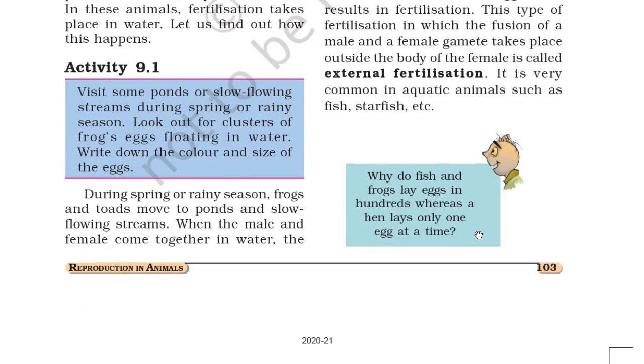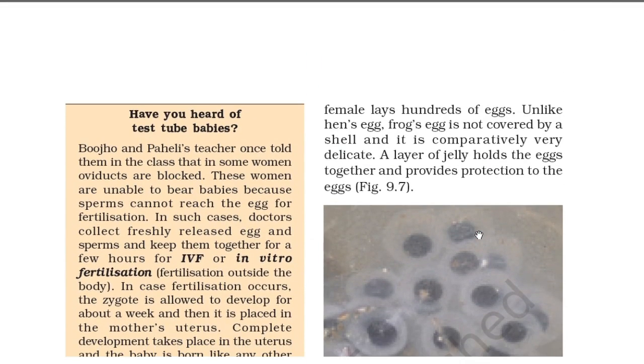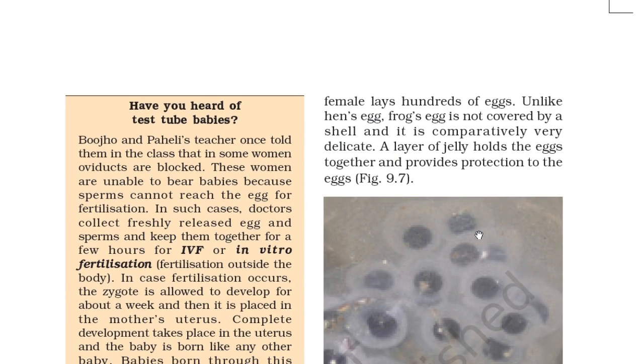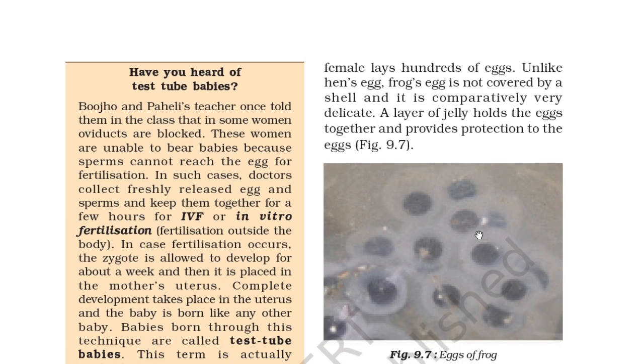Activity 9.1: visit some pond or slow flowing stream during spring or rainy season. Look out for the cluster of frog eggs floating in water. Write down the color and size of the eggs. During spring or rainy season, frogs and toads move to ponds and slow flowing streams. When the male and female come together in water, the female lays hundreds of eggs. Unlike a hen's egg, a frog's egg is not covered by a shell and it is comparatively very delicate. So a layer of jelly holds the eggs together and provides protection to the eggs.